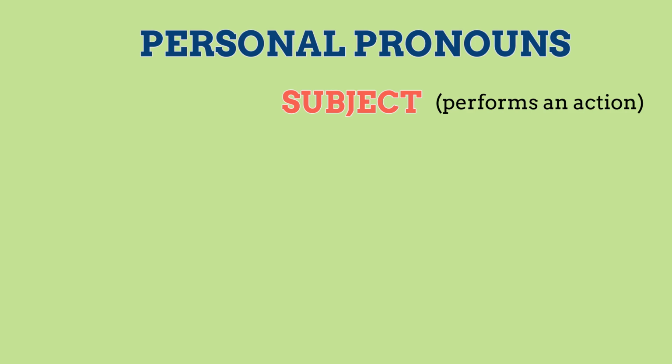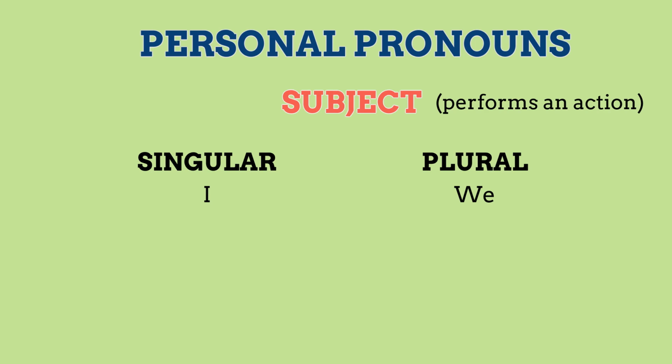Now, let's look at personal pronouns that substitute the subject of a sentence. Remember, subject is something that performs an action. So these are the pronouns in singular and plural form. I changes to we. For example, I'm playing football. We were playing football. You stays the same. You were great. He and she convert to they.